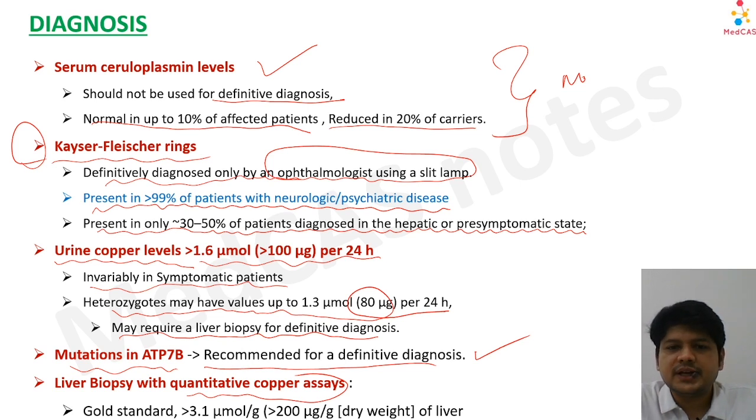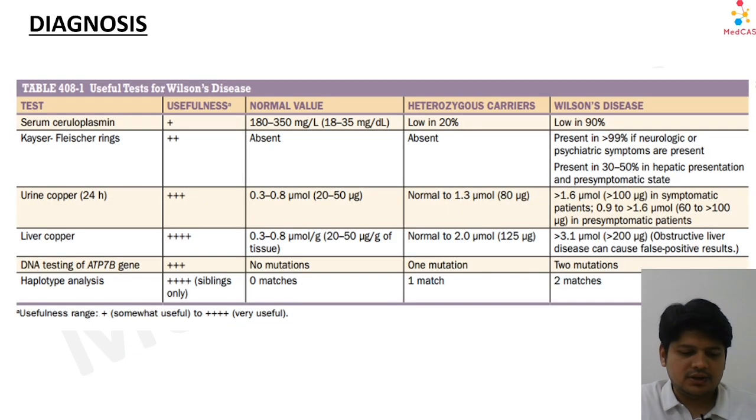So if there is more than 200 microgram of the copper per gram of dry weight of liver, it is gold standard diagnostic for the Wilson's disease. It's a liver biopsy with quantitative copper assay. A very important thing in MCQ they ask is the microscopic finding of the copper stain. No, not that. It's a quantitative assay which will help. The quantitative assay. Okay, so that is the gold standard for the diagnosis.